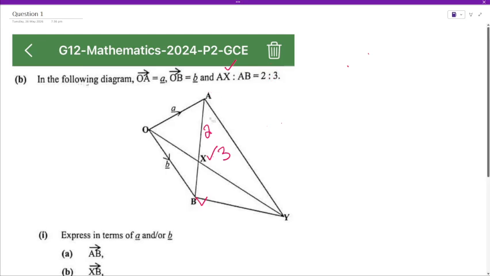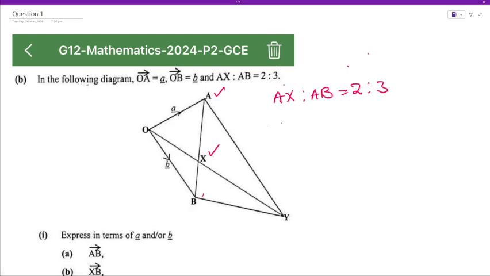So the question says AX, okay, AX is given the ratio AX to AB. So let's write it down. AX to AB is equal to 2 to 3.